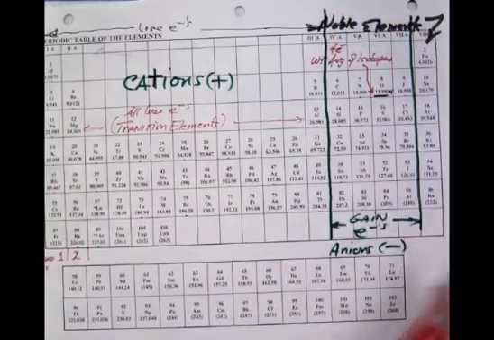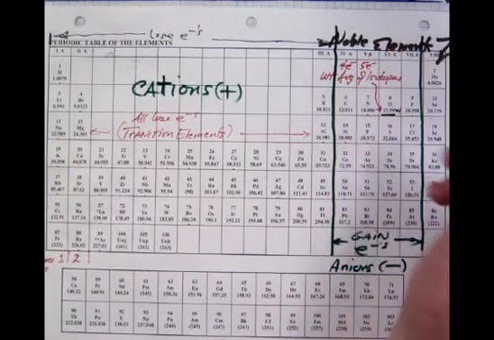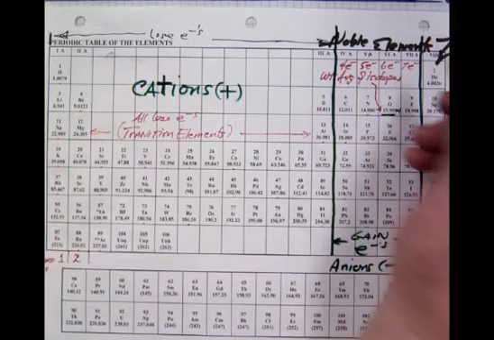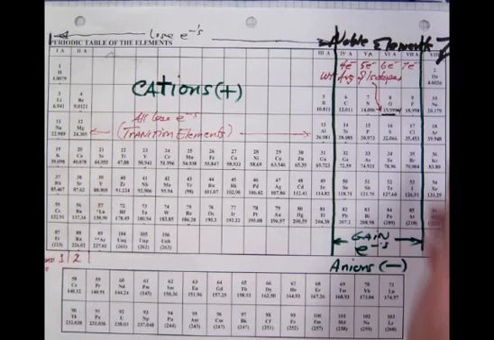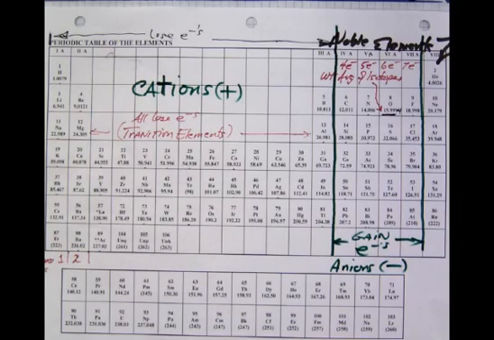Group 5 has 5 outer shell electrons. Group 6 has 6 outer shell electrons. 7 outer shell electrons in this group right here, and we reach the noble gases, which have 8 electrons, which is the octet, or duet in the case of helium. So elements are going to lose or gain electrons to achieve a noble gas configuration.